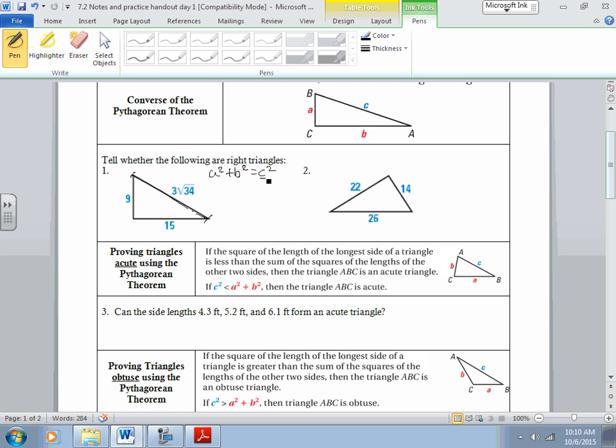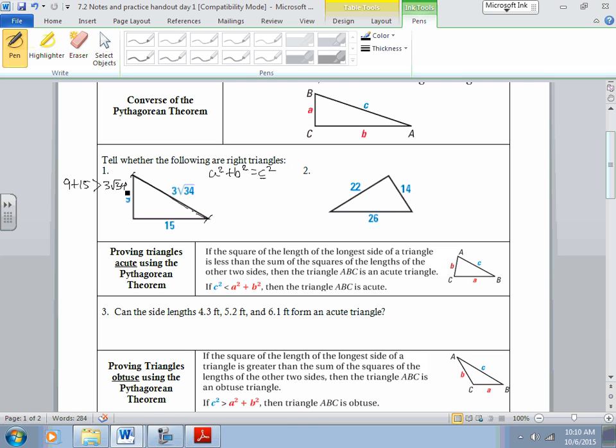Now, to determine if those sides make a triangle at all, I need you guys to remember you add the two shorter sides, and they should add up to be bigger than the biggest side. So everybody needs to have a calculator. Does everybody have a calculator? Okay.